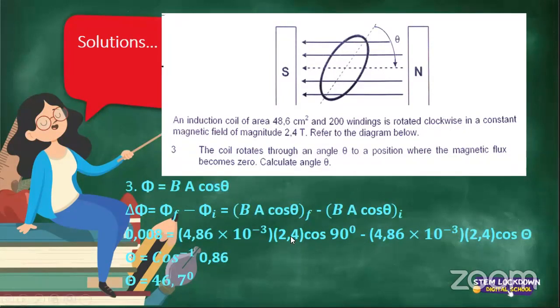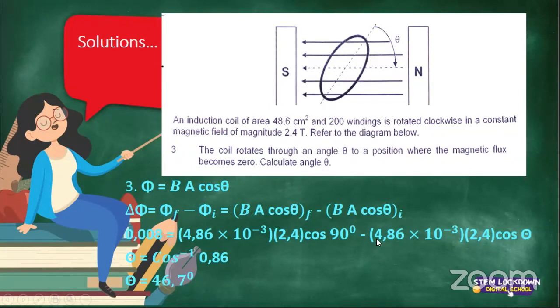Right. So now, when does cos theta become 0? It is when you have cos of 90, right? Remember, cos of 90 is 0. So the magnetic flux becomes 0 only when you have cos of 90.